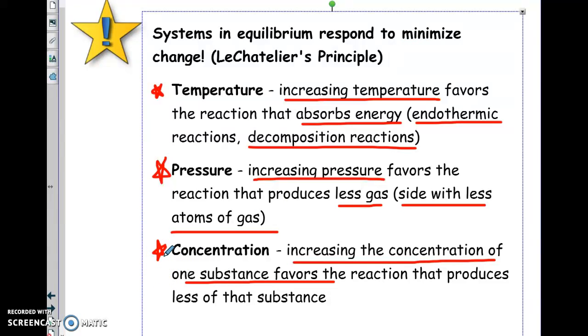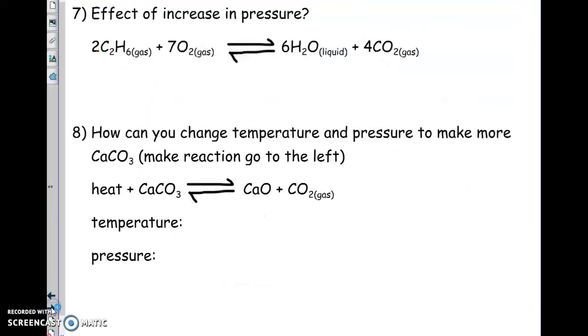So let's take a look at your assignment. There were a couple of questions that I think were a little bit confusing, and I'd like to go over them together. So number 7 in your book assignment, the 5.4 reading guide, asked you what the effect was of an increase in pressure on this equation.